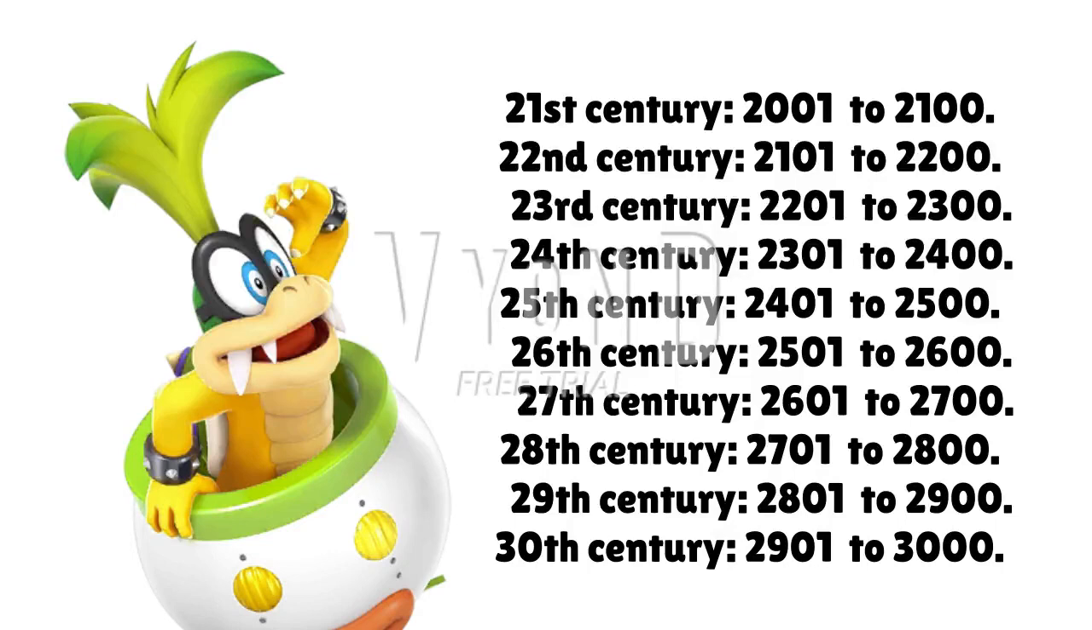29th century, 2801 to 2900. 30th century, 2901 to 3000. 31st century, 3001 to 3100. 32nd century, 3101 to 3200. 33rd century, 3201 to 3300. 34th century, 3301 to 3400. 35th century, 3401 to 3500.